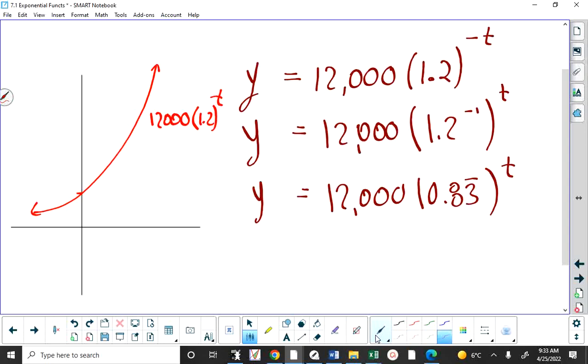If I change the t, which is really x, to negative t, it's a horizontal reflection, which turns it into what's really happening. This one is 12,000 times 1.2 to the negative t. So we can have negative exponents. Just to summarize this and then move on, just because we have a negative in front of t doesn't mean time is negative. You're still putting in a positive number for t. You're just multiplying it by negative 1 to calculate y.